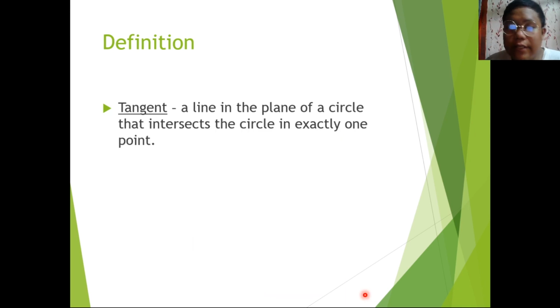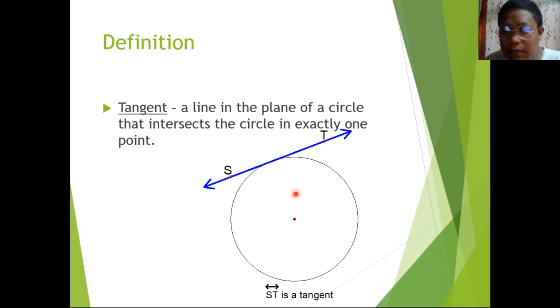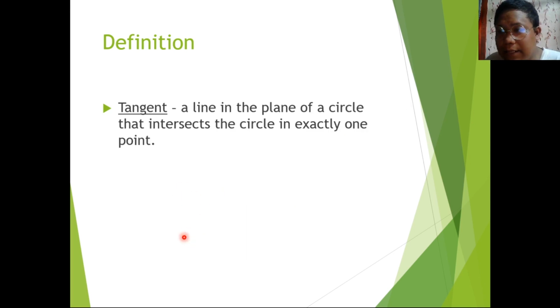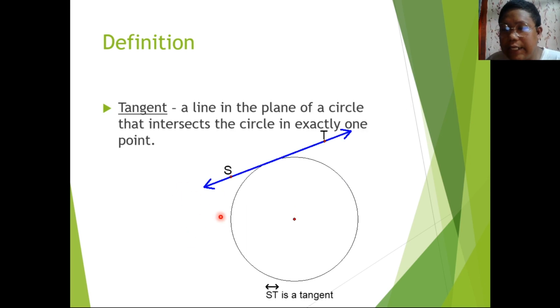Tangent. When you talk about tangent, it is a line in the plane of a circle that intersects the circle in exactly 1 point. So the difference between tangent and secant: the tangent has 1 point. So this is the point. While the secant intersects at 2 points. A line that intersects 2 points is a secant. A line that intersects only 1 point is a tangent. It just touches the side of the circle. Line ST is a tangent.